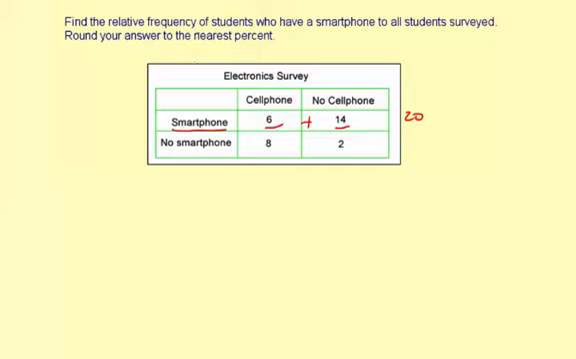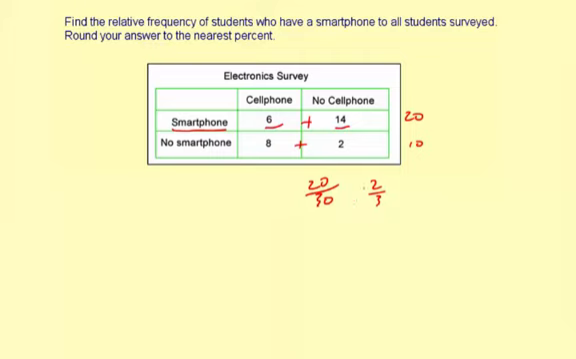So we want to find the relative frequency of students who had a smartphone to all students surveyed. So we need to find the total of students surveyed. So we're going to find the total by adding this 8 plus 2 also and getting 10. So that means there were 30 students total who were surveyed, and 20 of those 30 had a smartphone. Okay, so this could actually be reduced to just 2 to 3.